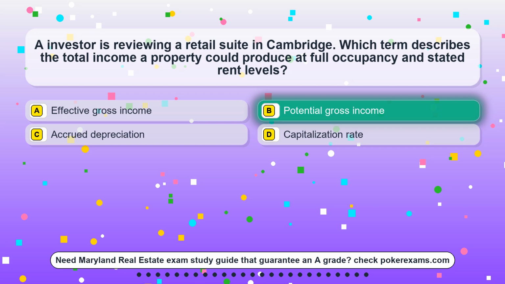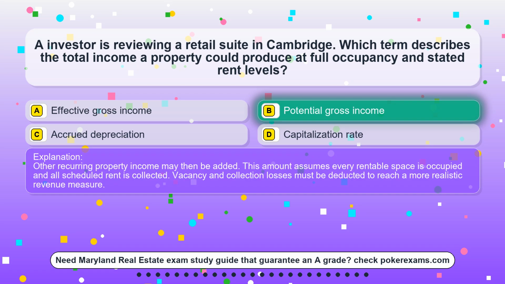The correct answer is option B. Potential gross income. Other recurring property income may then be added. This amount assumes every rentable space is occupied and all scheduled rent is collected. Vacancy and collection losses must be deducted to reach a more realistic revenue measure.